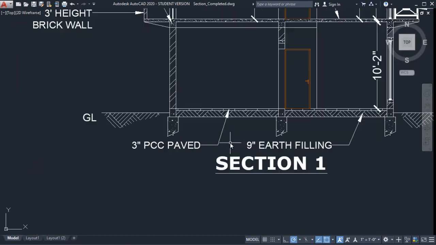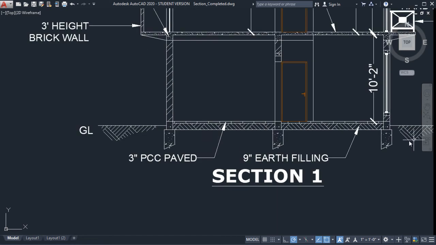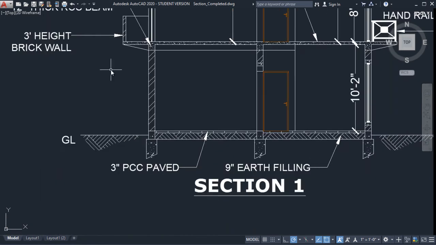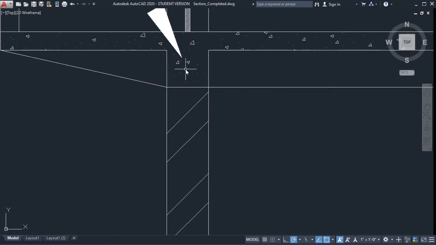Okay, if I come to the floor here, we can find some layers. The topmost one says a 3-inch PCC paved, and the next one at the bottom is 9-inch earth fill. Now if I focus on the roof level of the ground floor, we can find the slab and the beam. The slab and the beam are cast together, so it becomes a monolithic structure. So there's no separation line.